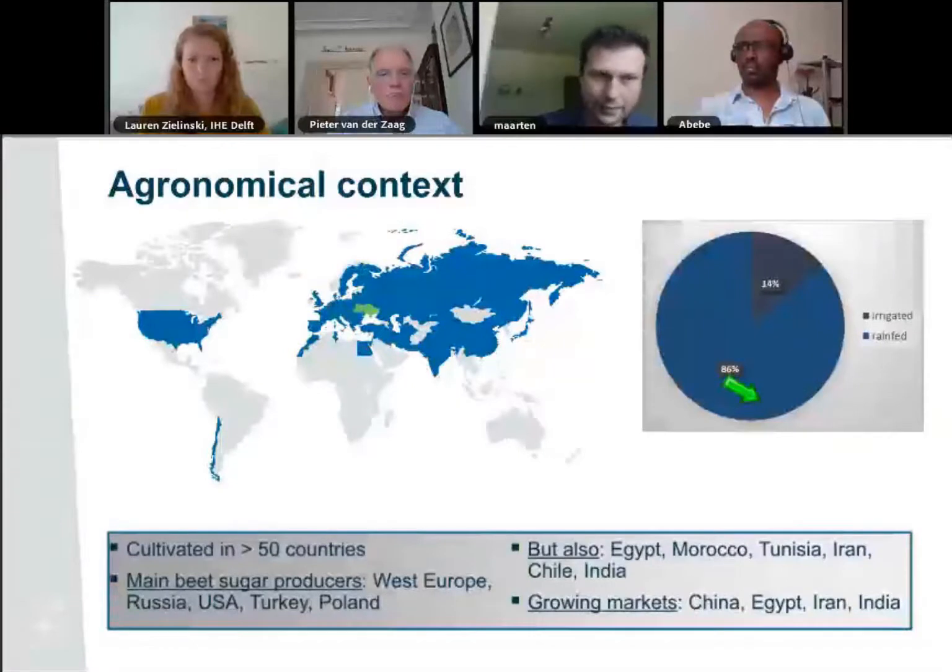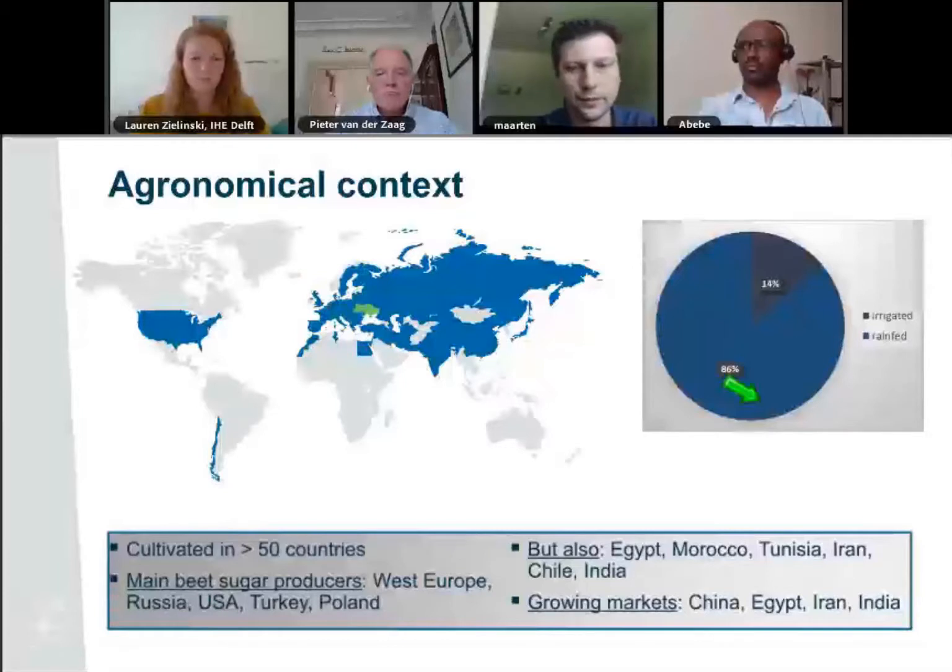So sugar beet, it's grown in a bit more than 50 countries. The main areas are, of course, West Europe, Russia, USA. So it's often considered as the temperate sugar crop, but in fact, there are also substantial, significant growing regions in Egypt, Morocco, Iran, Chile, and in fact, even India. And in fact, those are the regions where the acreage is expanding mostly.